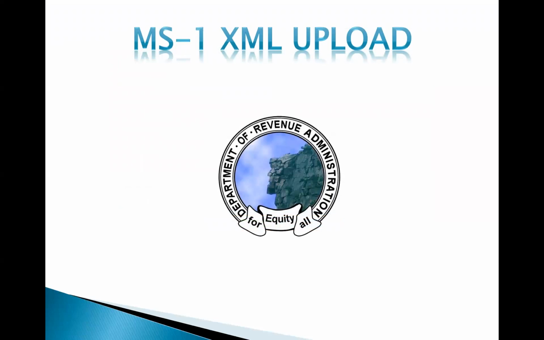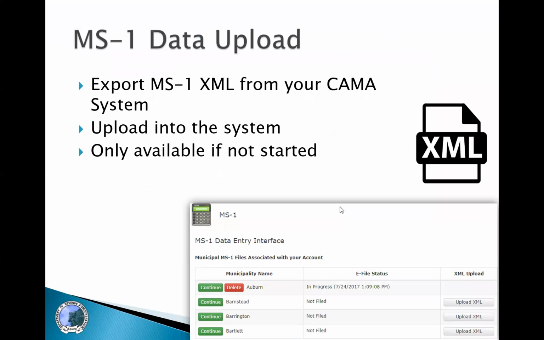So MS-1 upload, and recall that those 2 paths were not parallel. You have to start with one and stick with it. So you would export your MS-1 XML from your CAMA system and then upload it into the web application. And this is only available if you have not started your MS-1. So if you upload the XML, that will seed in all of your MS-1 data, and you'll be able to edit it once you've done that.